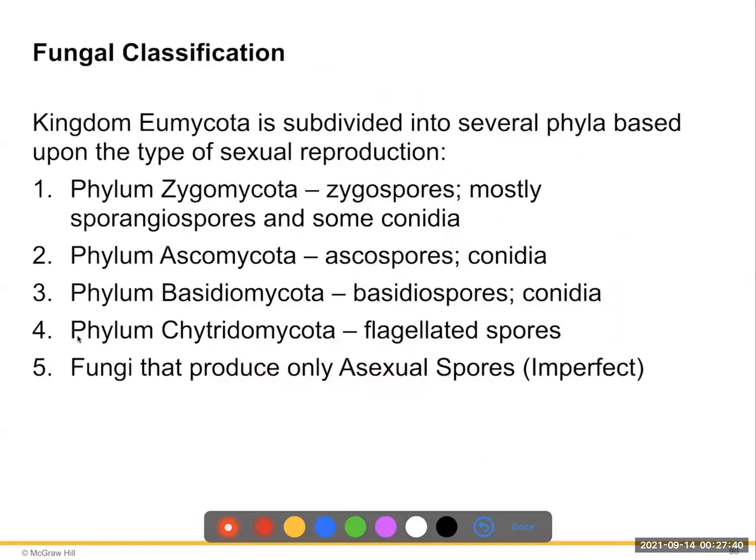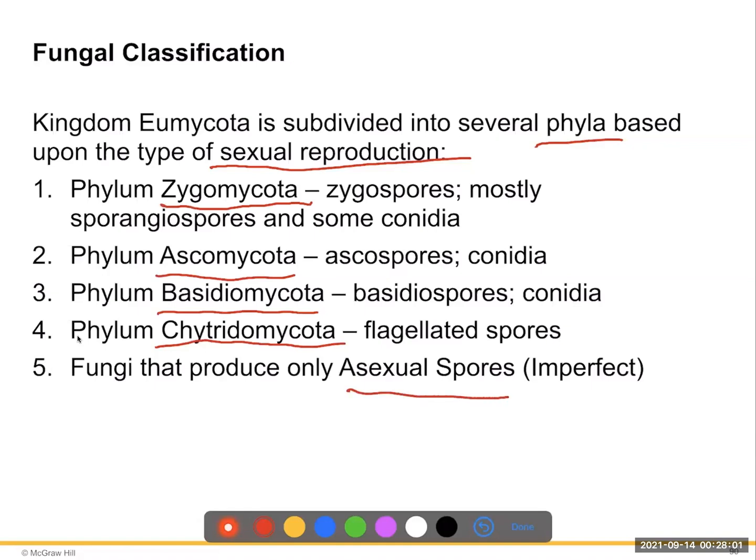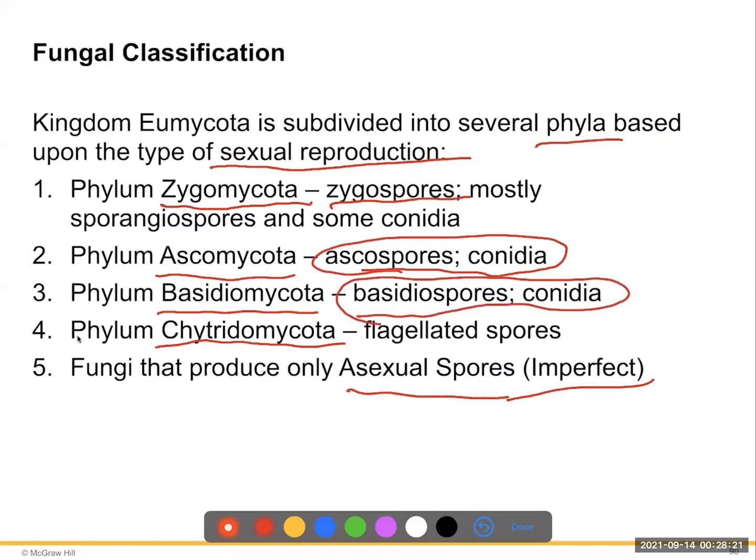Okay, classification of fungi. They're divided into several phyla based upon the type of sexual reproduction. There's phylum Zygomycota, Ascomycota, Basidiomycota, Chytridiomycota. If it's asexual, the form is called imperfect because they're not mixing genetic material. So Zygomycota has zygospores, like we just showed, mostly sporangiospores and some conidia. The Ascomycota, ascospores and conidia. Basidiomycota, the spores like the mushrooms. And Chytridiomycota, flagellated spores, ones that actually have a flagellum and are propelled.